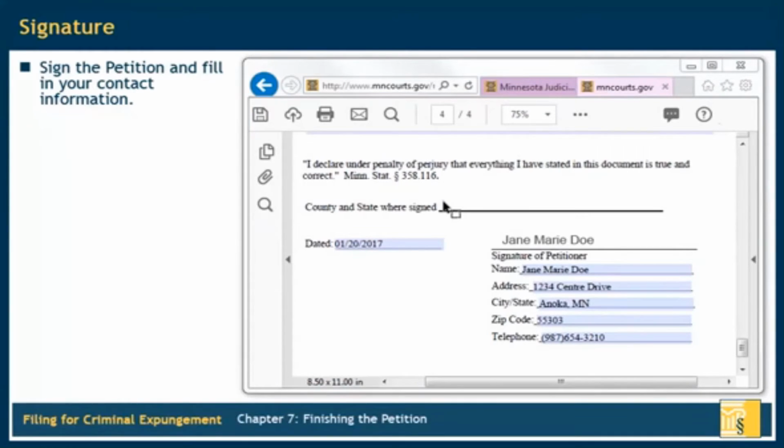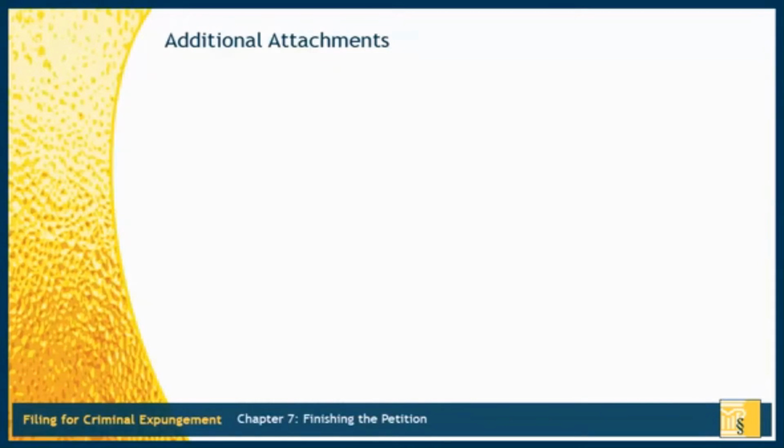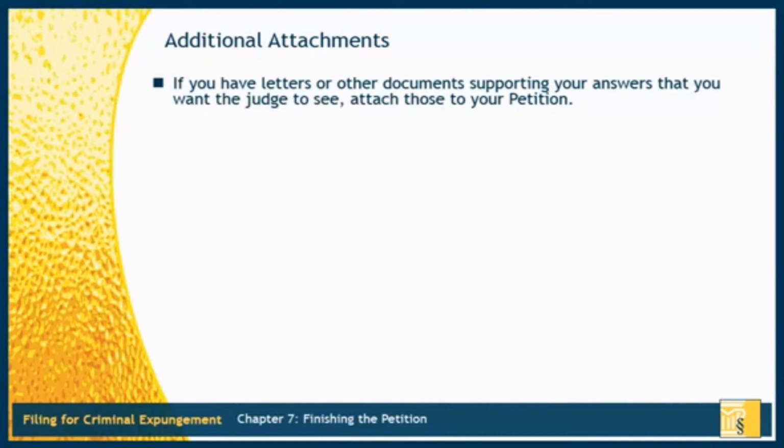You will also need to fill in the county and state where you signed the petition. For example, Anoka County, Minnesota. If you have letters or other documents supporting what you wrote in any of your answers and you want the judge to see those, you can attach those to your petition.